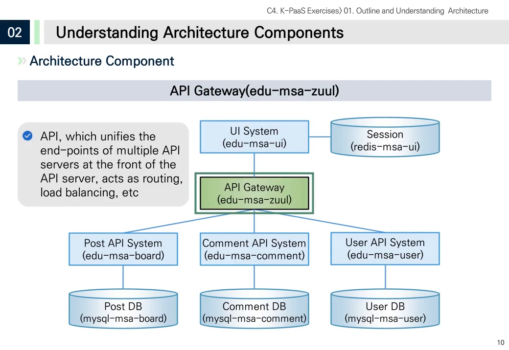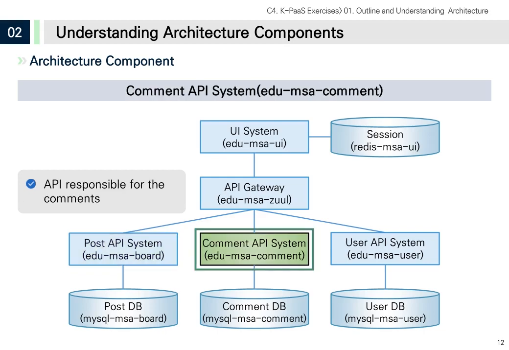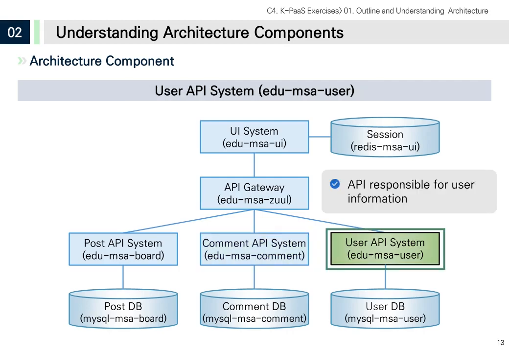The API gateway at the bottom of the UI system is responsible for routing and load balancing data that comes in through the UI system to the front end of the API server, unifying the endpoints for posts, comments, and user API servers. The Posts API system on the left of the diagram is responsible for processing data related to the posts created by the UI system. The Comments API system is responsible for handling data related to comments made by the UI system. The User API system is responsible for handling user-related data, such as sign-ups and logins, in the UI system.